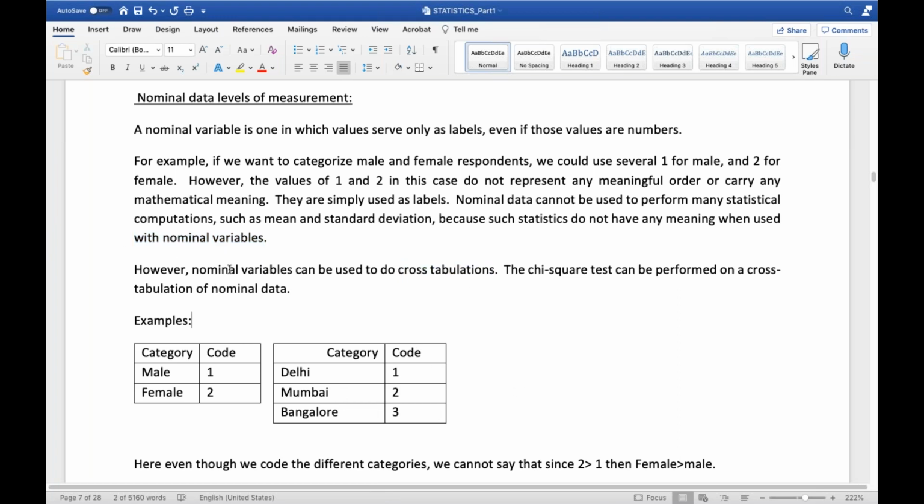So this is the nominal data. We can apply only the chi-square test. Only chi-square; this is the one statistical test. The chi-square test can be performed on a cross tabulation of nominal data. Only if the data is nominal can we apply just one test, that is the chi-square test. Please remember that point.